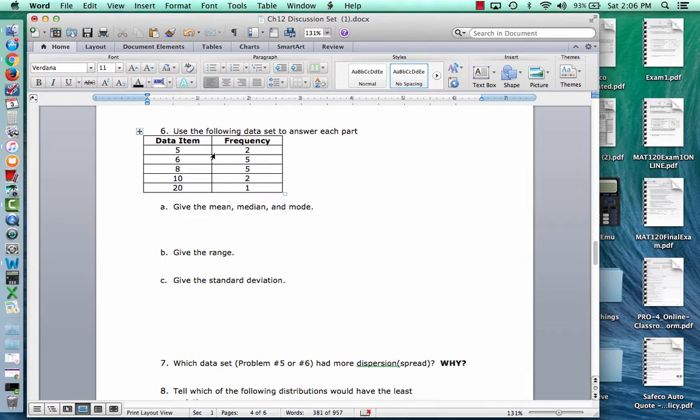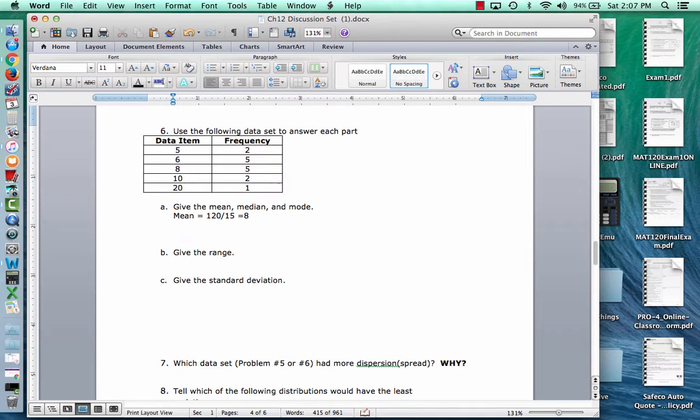So number 6, it says, use the following data set to answer each part. Give the mean, median, and mode. Well, the mean is going to be the sum of all the data values divided by the number of data values that we have. So let me pause this for a sec. Alright, so the sum of all the values is 120, and there are 15 values. When you divide that, you get a mean of 8.